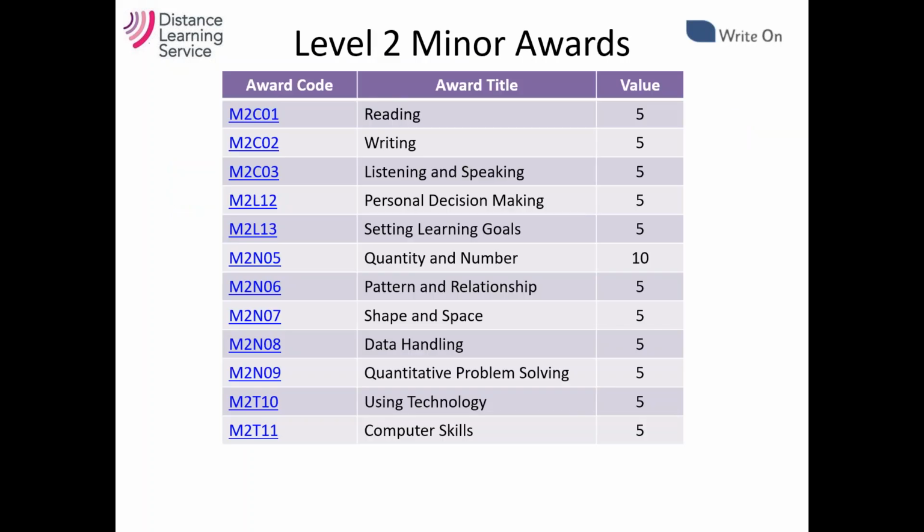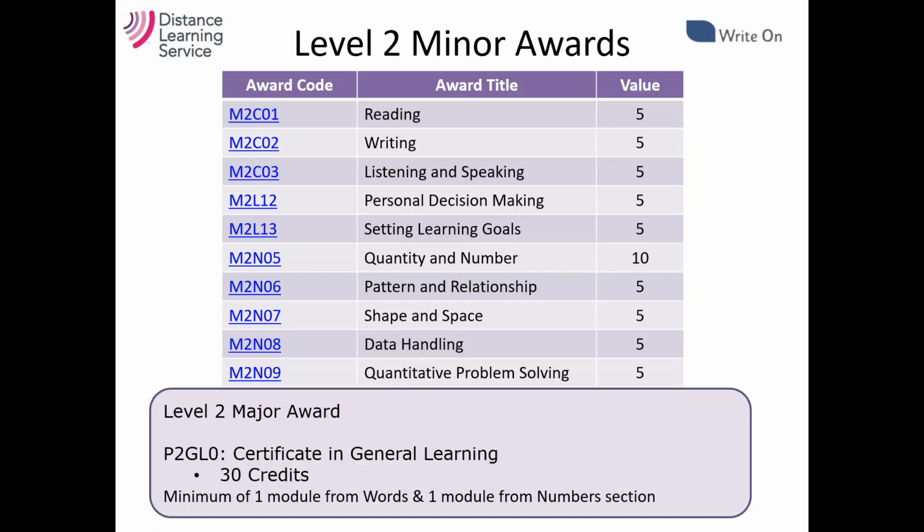At level 2, you'll see in the next screen coming up shortly that we offer 12 pathways or 12 minor awards that you can do in areas like reading, writing, listening and speaking, computer skills, using technology, and so on. These are all, as I say, minor awards. However, with the right combination of credits, so if you get up to 30 credits, you can do a certificate in general learning, which is a major award. That must include in your 30 credits one module from a section we call words and another one section called numbers.